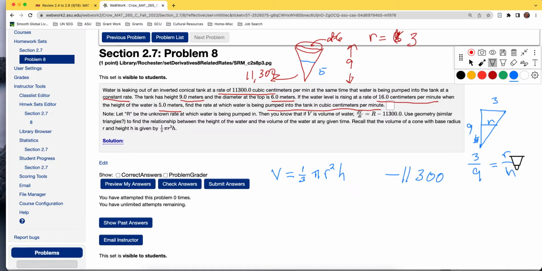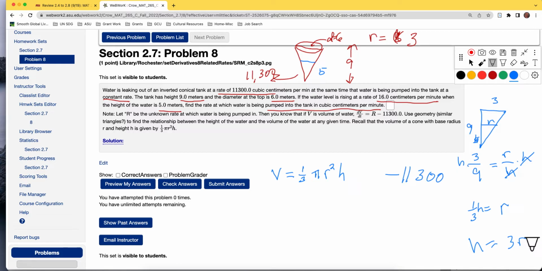And then did we solve for H or for R? Can't remember. But anyway, 9 goes into 3, so that becomes 1/3. I'm going to multiply both sides by H. So we get 1/3 H equals R, or if you want to go the other way, multiply both sides by 3, H equals 3R.